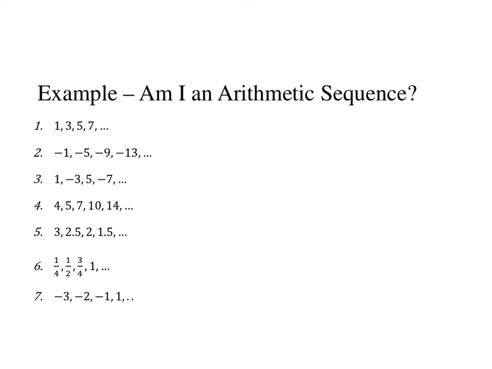So to determine if something is an arithmetic sequence, you want to see if you're constantly doing the same thing. Like in this first sequence, to go from 1 to 3, I have to add 2. To go from 3 to 5, I have to add 2. And to go from 5 to 7, I have to add 2. So this is an arithmetic sequence.